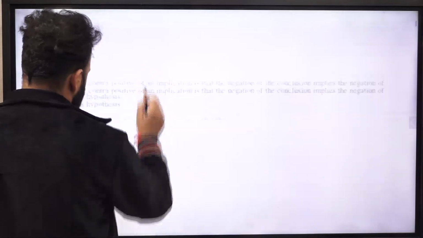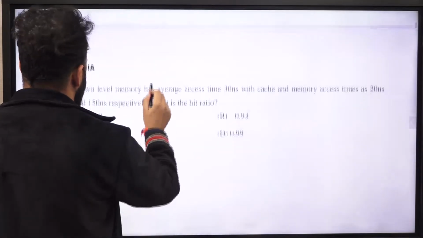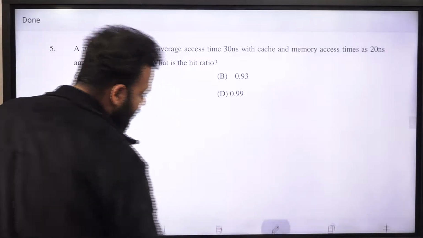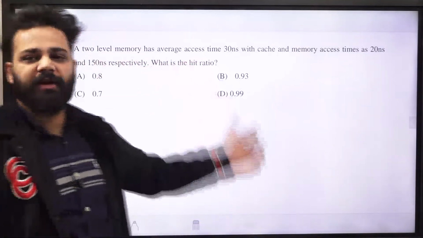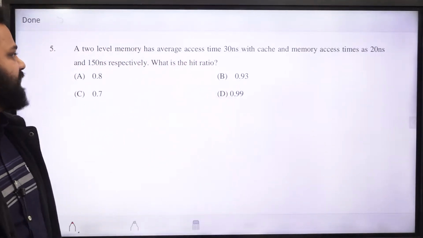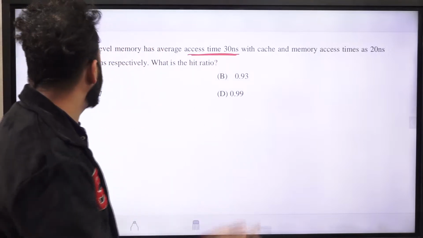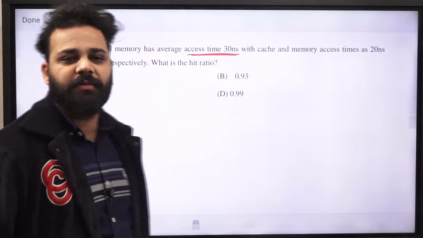Next is, okay, so it is a question of cache memory. So cache memory is a 2-level memory that has an average access time. So the total average access time has been given to you, with cache and memory access times, and it is asking what will be the hit ratio.